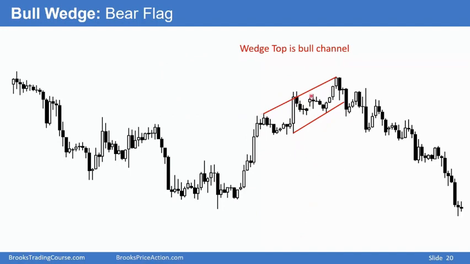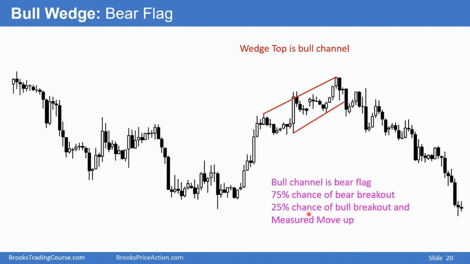A wedge top, it's a bull channel. A bull channel, a bear flag. 75% chance you'll get a bear breakout, at least into a trading range, possibly into a bear trend. This wedge top is at the prior high, so it could be a consecutive series of buy climaxes testing the top of what could become a trading range.